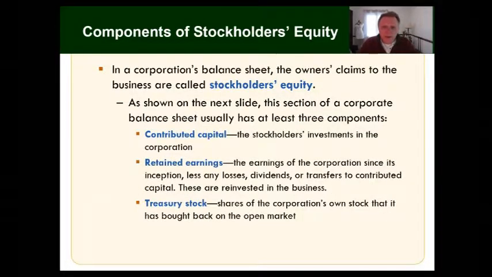Some of the components of stockholders' equity that we've been talking about are contributed capital, retained earnings, and treasury stock. Make sure you read about those in the book. The treasury stock, in short, is a little bit of a tricky term, but it's when the corporation buys some of its own stock back or owns its own stock. It's not stock owned by outsiders from the company. So the company actually holds some of its own stock.